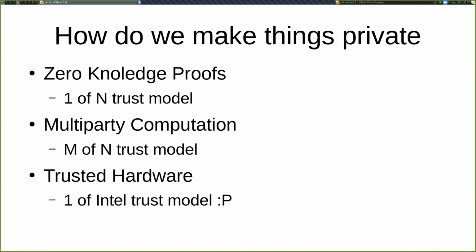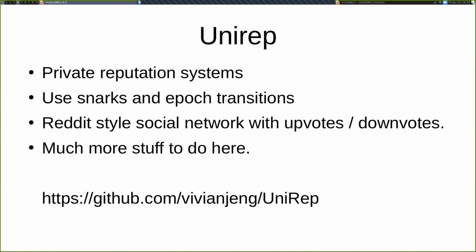So let's go. The first thing I want to talk about is Unirep. This is a reputation system that uses snarks in order to have the ability to both risk and win and lose reputation. What we're doing is we're building a Reddit style social network where you're able to upvote people and downvote people, and we have this concept of karma.